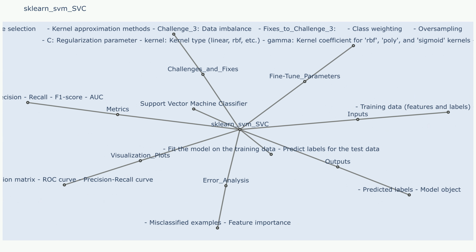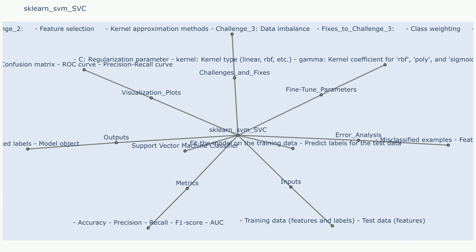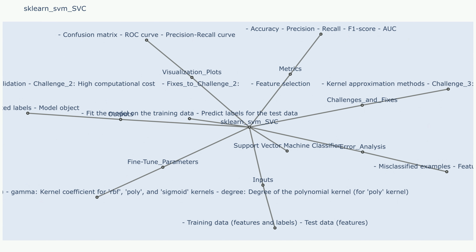Balancing both metrics. AUC, area under the curve, measures the overall performance of the model, particularly when dealing with imbalanced datasets. Visualization plots. Decision boundary plot visualizes the separating hyperplane in 2D or 3D space, showing the decision regions for different classes. Scatter plot with support vectors displays the input data points with support vectors highlighted, indicating the data points that contribute most to the model.